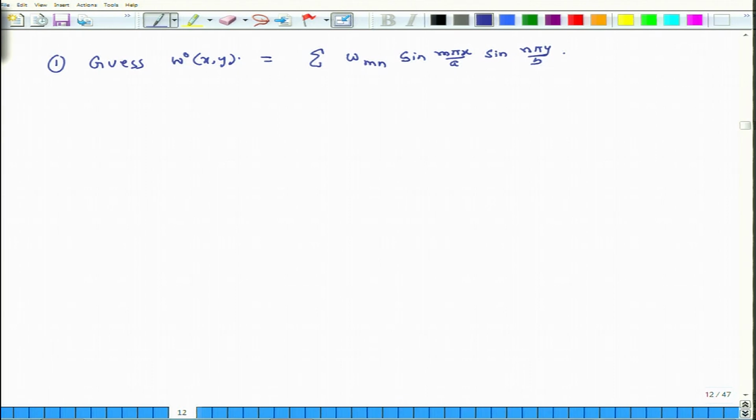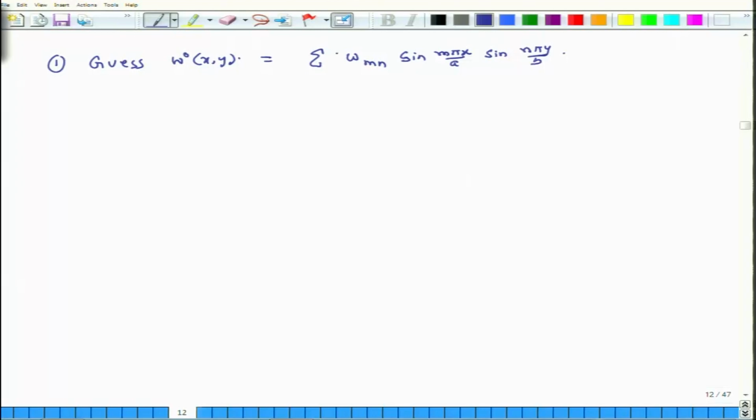The reason we are guessing it in such a way is, W mn is a constant, and if nothing else, this function will satisfy the condition on W, which is that W is 0 on all the 4 edges. This is a summation on both terms, m from 1 to M and n from 1 to N, and capital N could also be infinite, it could be an infinite series.